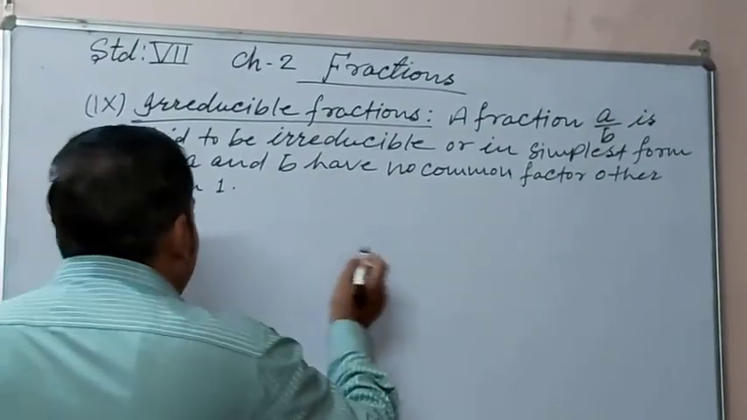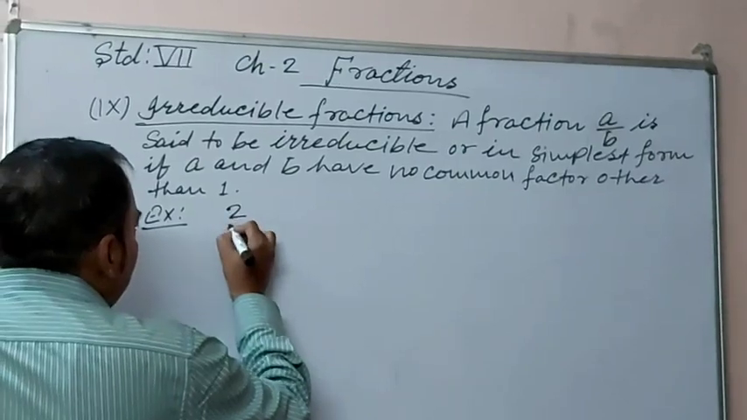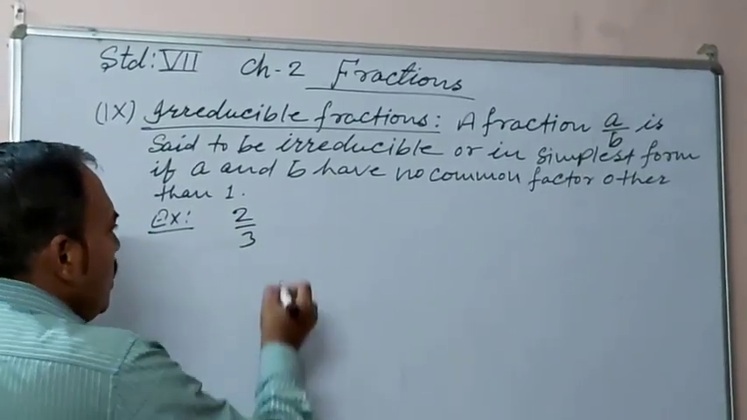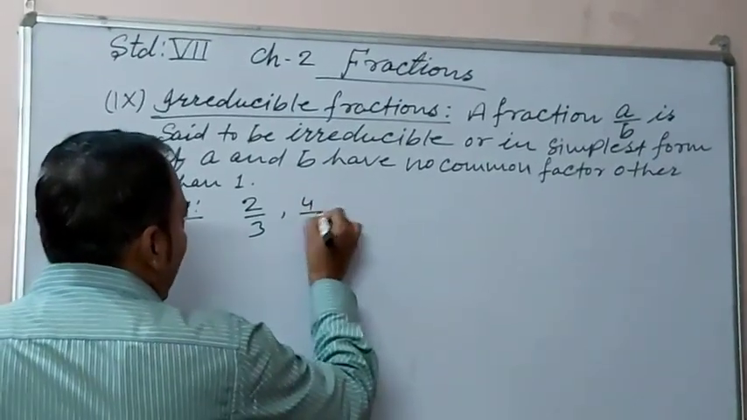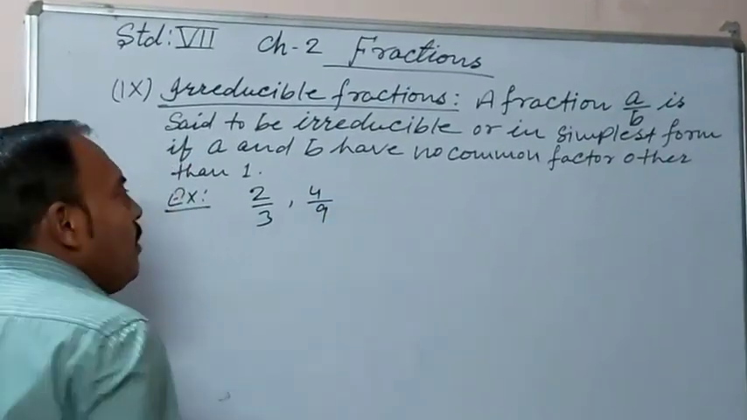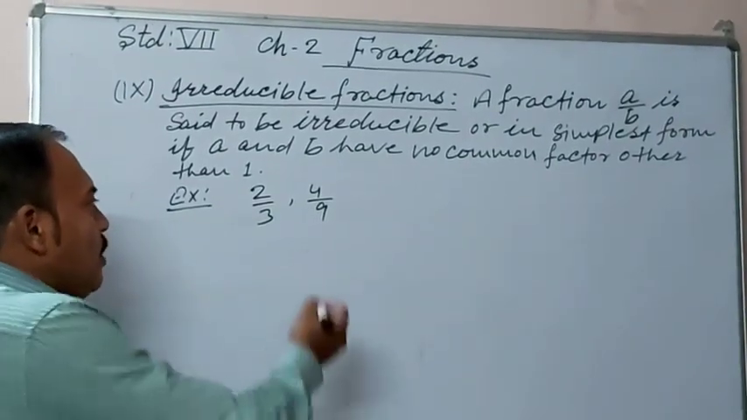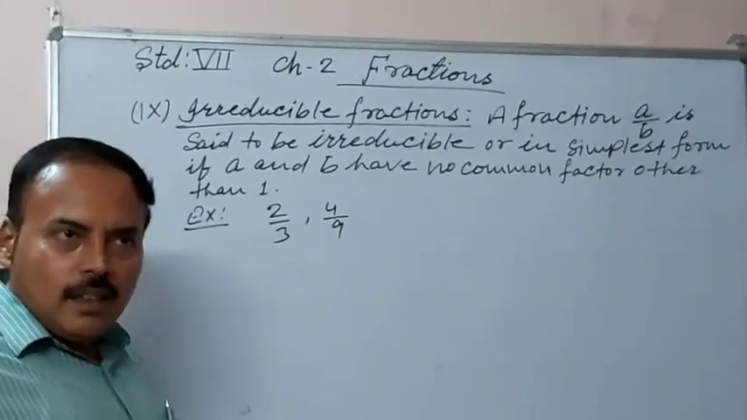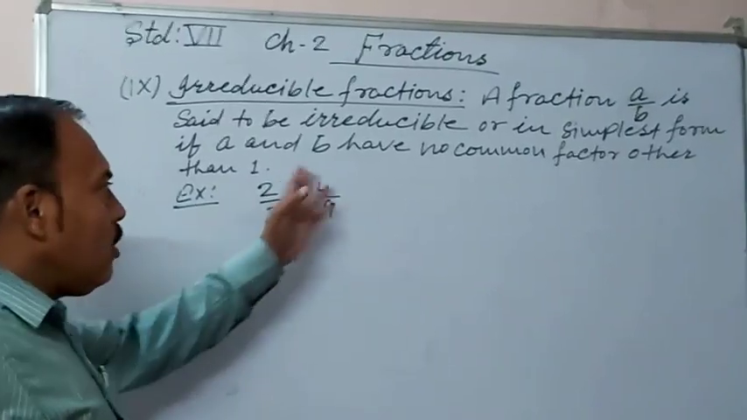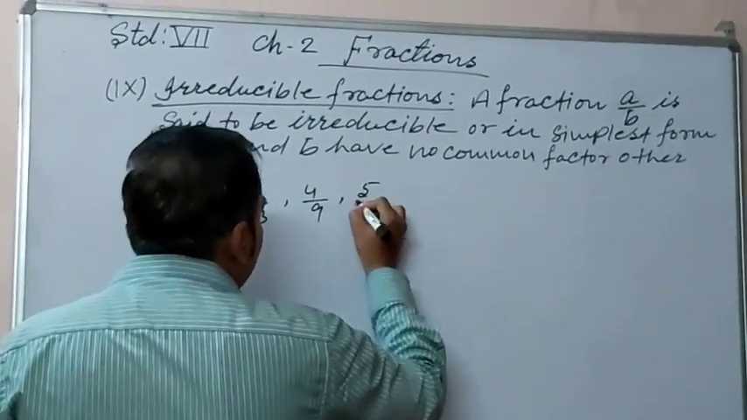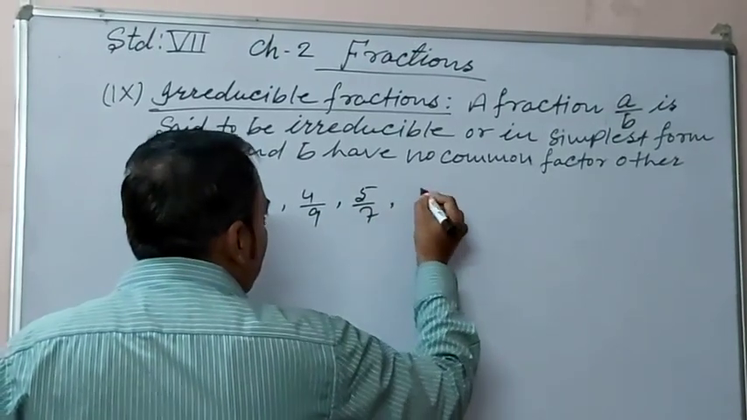So, by example, 2 by 3, 2 and 3 have no common factor other than 1. 4 by 9, 4 can be divided by 1, 2, 4, and 9 can be divided by 1, 3, 9. So there is no common factor other than 1. 5 by 7.